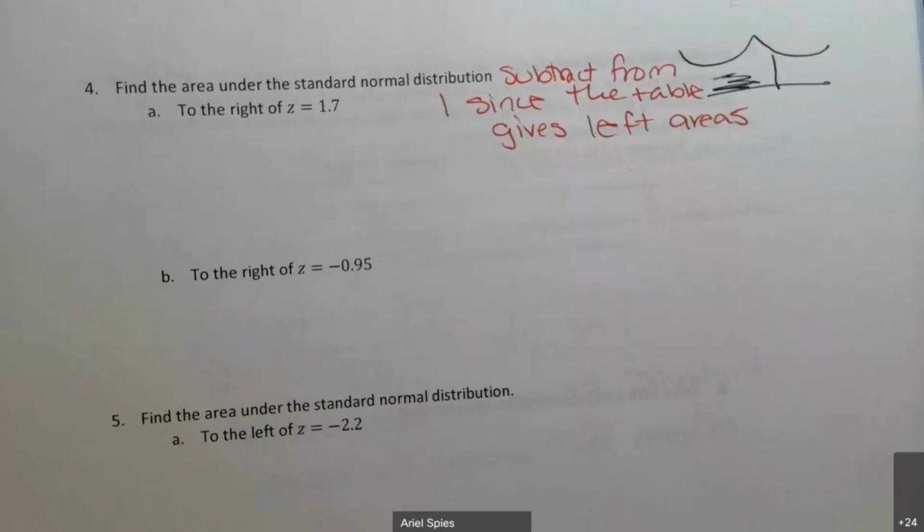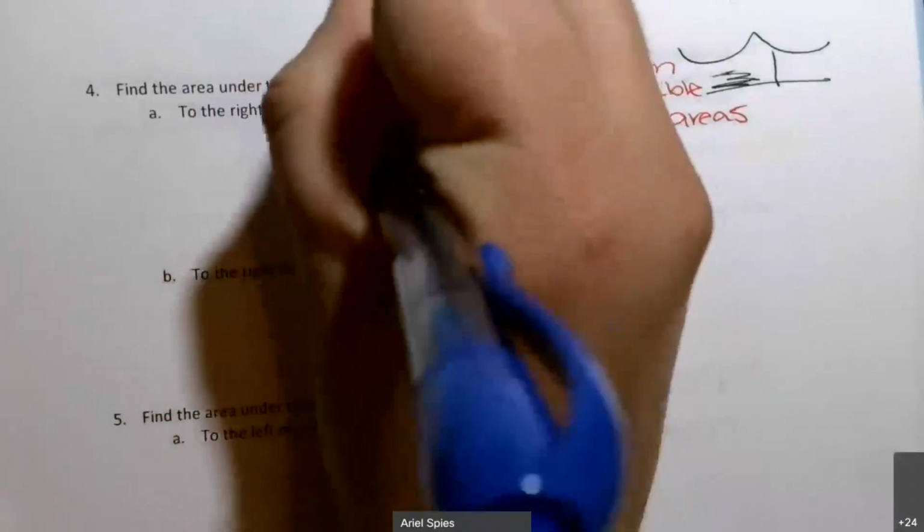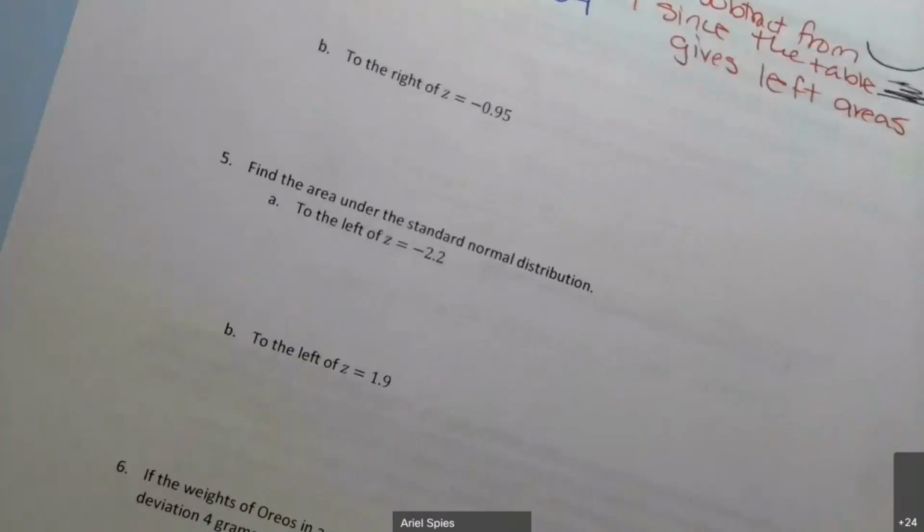Okay, so what I want to do here is again go find this area on the chart. So I'm looking at the chart from the previous page, and I'm looking up 1.7. When I do that, it gives me 0.9554. So what I want to do is take this and subtract from 1.